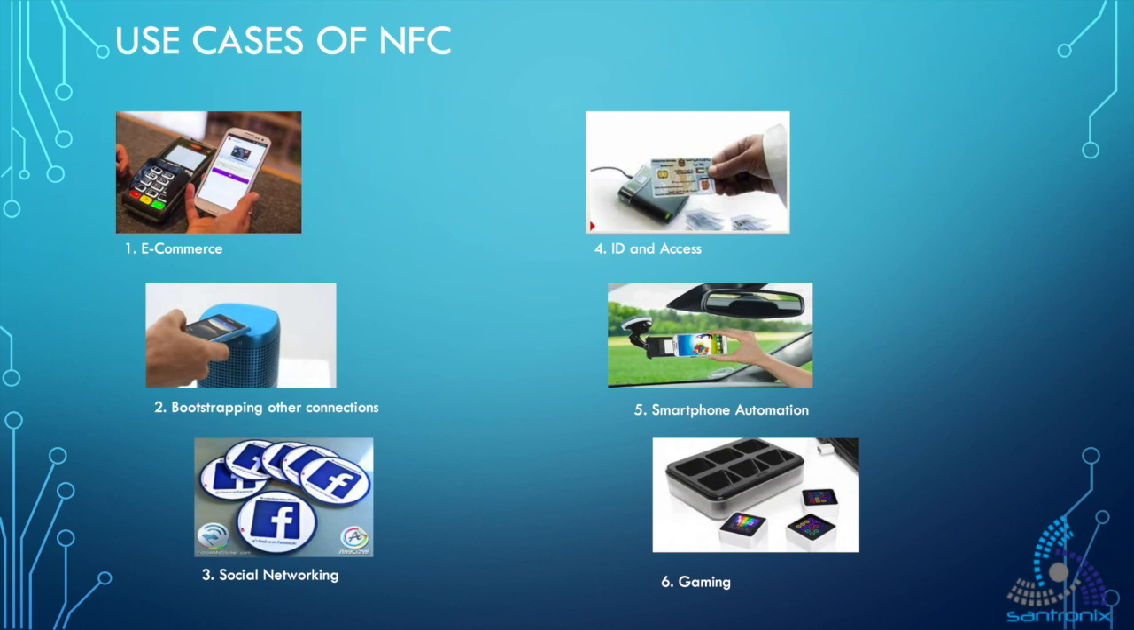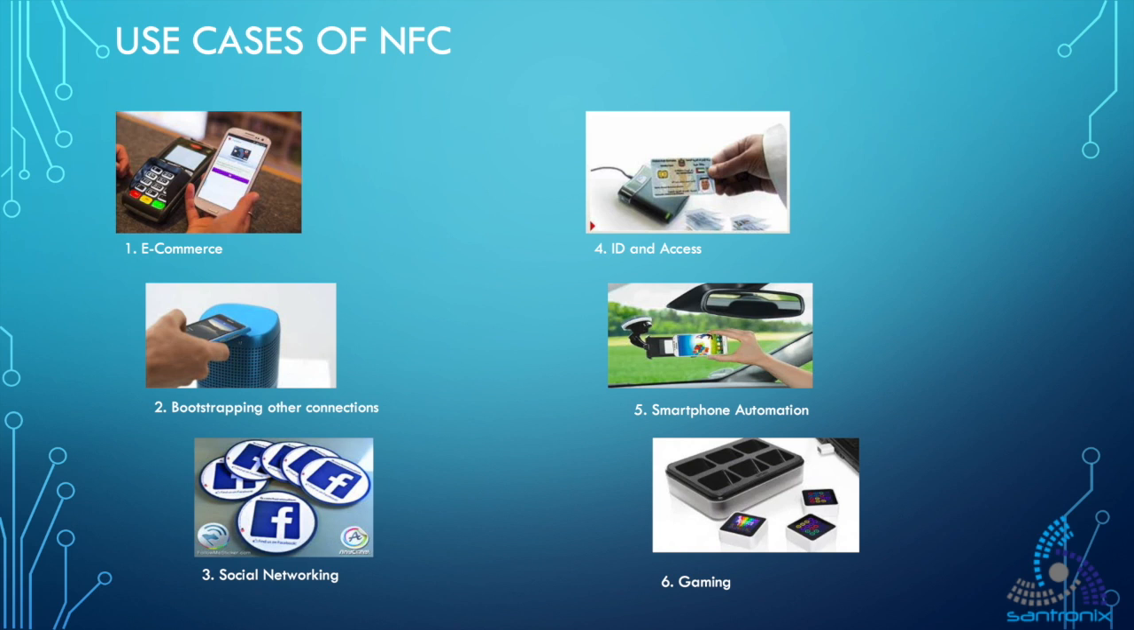Then there are ID and accesses for which NFC is also used, although not that popularly, but of course it can be used. There is also smartphone automation that you can do. One of the best examples that I see for smartphone automation is basically handling scenarios. So let's consider that I have one NFC tag at home, keeping it on my tripod or a table, and one NFC tag in my car.